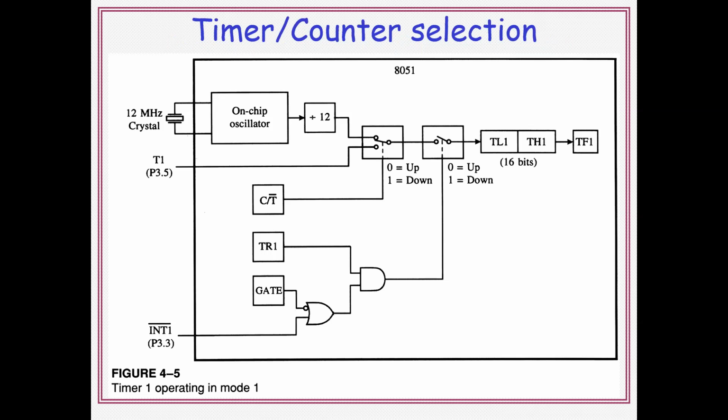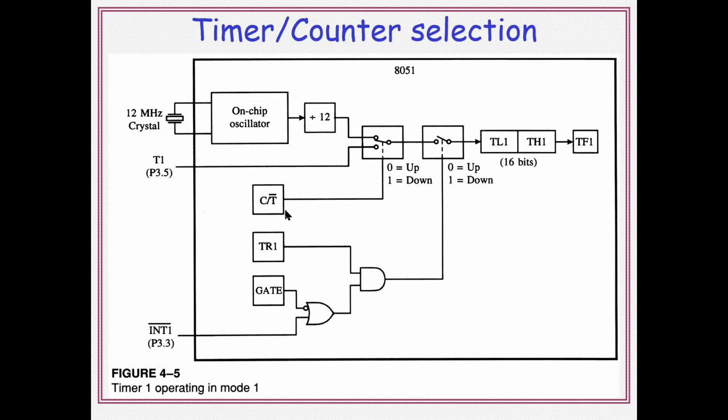We already discussed that the internal 8051 supports a crystal oscillator. Assume the crystal frequency is 12 megahertz, and that frequency is given as input to the timers with the help of a prescaler. Here the prescaler value is 1 by 12, so the on-chip oscillator is always divided by 12. 12 divided by 12 equals 1 megahertz, which is the frequency given to these timers. You can use timer 0 or timer 1: timer 0 on port 3.4, timer 1 on port 3.5.